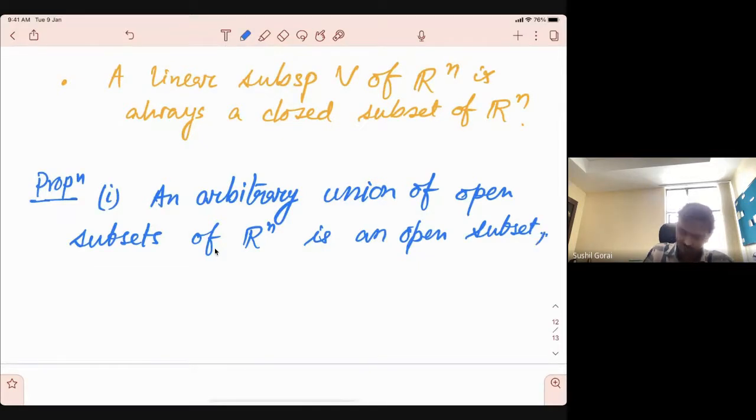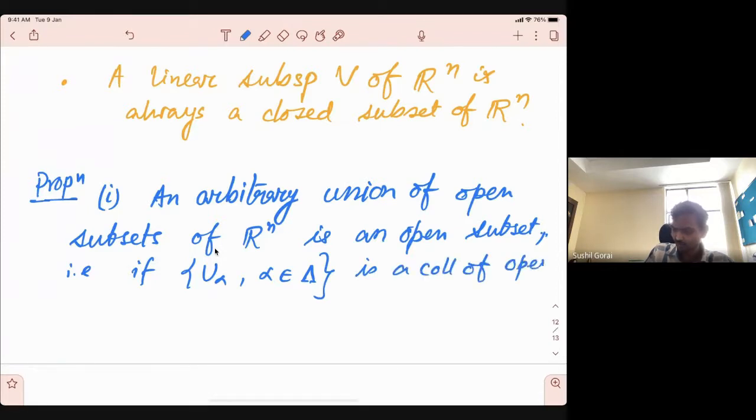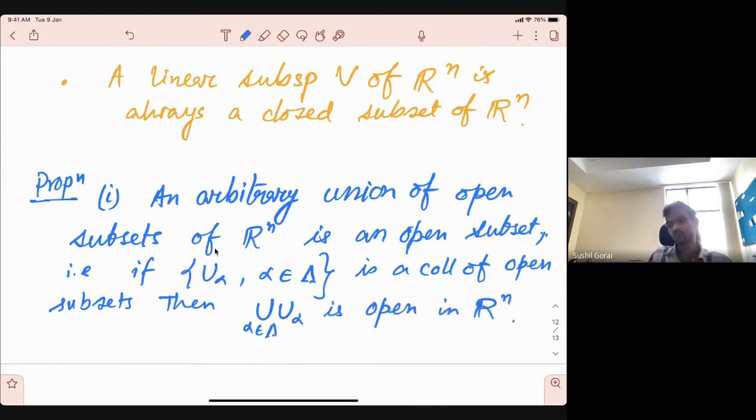What does it mean? That is, if U alpha, let's say alpha belongs to some index set lambda, is a collection of open subsets, then the union of U alpha, alpha in lambda, is open in Rn. All right.